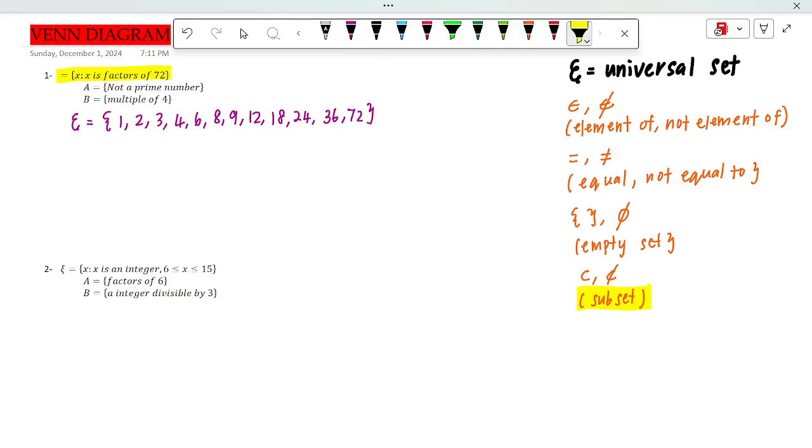Be careful, do not miss out any numbers. If you miss out any numbers here, it will affect the whole drawing of the Venn diagram. Okay, so we have listed out all the elements in the universal set.